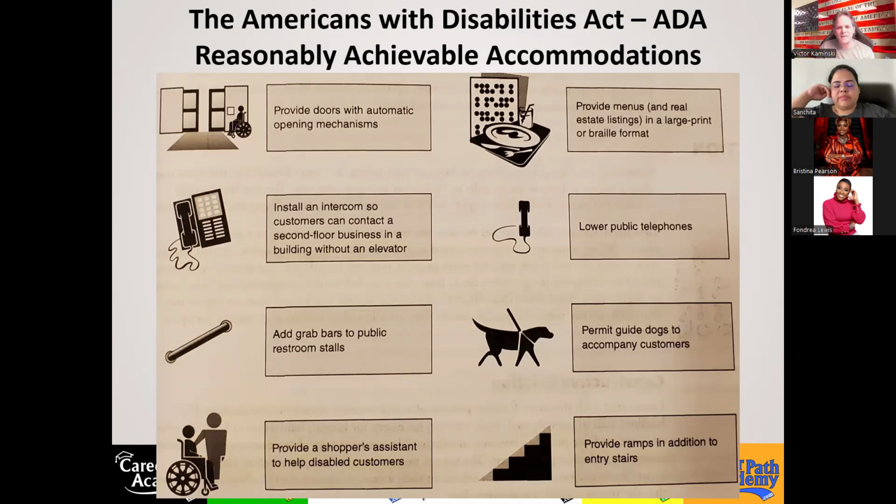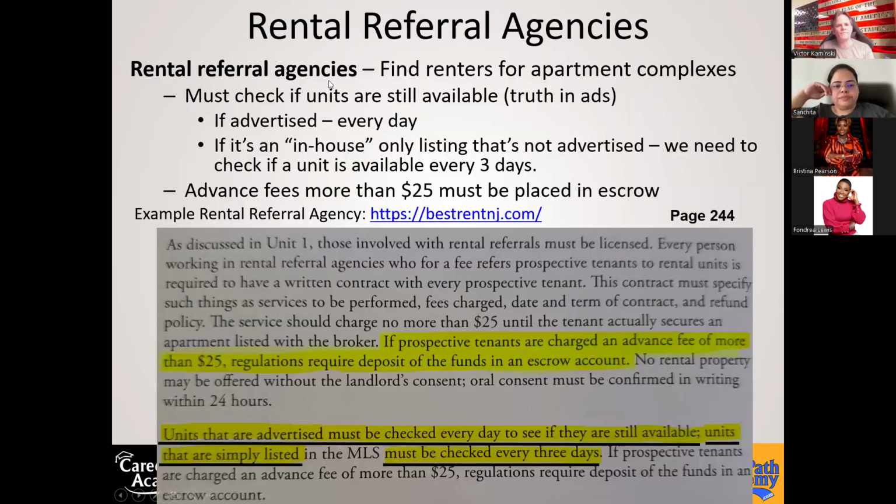Lowering public telephones, permitting guide dogs to accompany customers, providing menus and real estate listings in large print or braille format, providing doors with automatic opening mechanisms, installing an intercom so customers can contact the second floor business in a building without an elevator, shopping assistance, things of that nature, providing ramping.